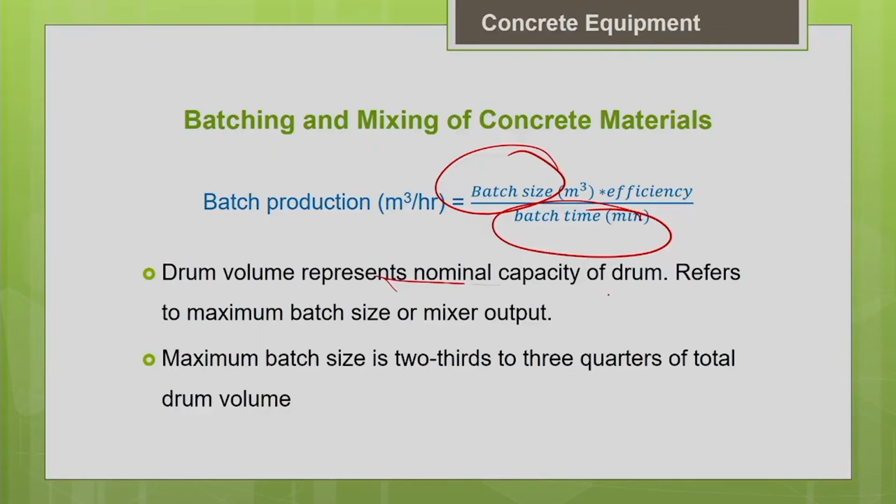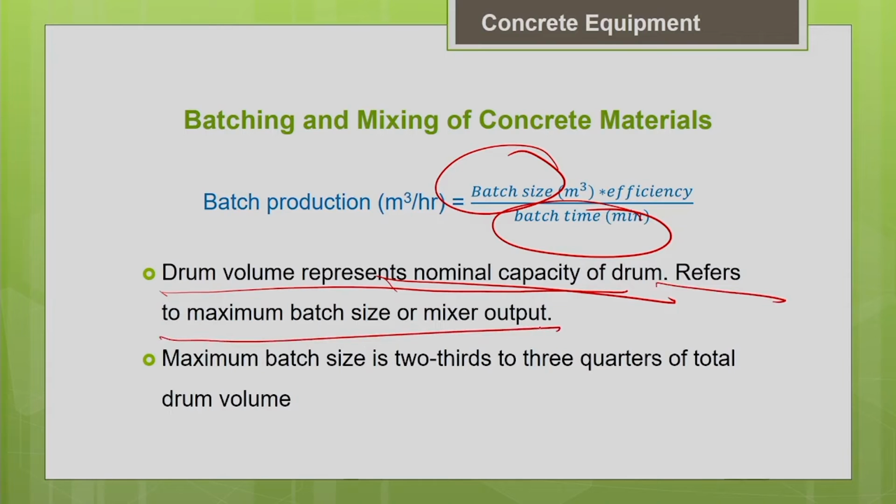That means, we generally load the drum only to 2/3 or 3/4 of its capacity. There should be some space for mixing. So, we never load the drum to its fullest capacity. We are not interested in the total volume; we are interested only in the nominal capacity of the drum, which gives you your batch size. The drum volume normally represents the nominal capacity of the drum, which is different from the total volume of the drum. It refers to the maximum batch size of the mixer output. So, the maximum batch size is approximately 2/3 to 3/4 of the total drum volume.